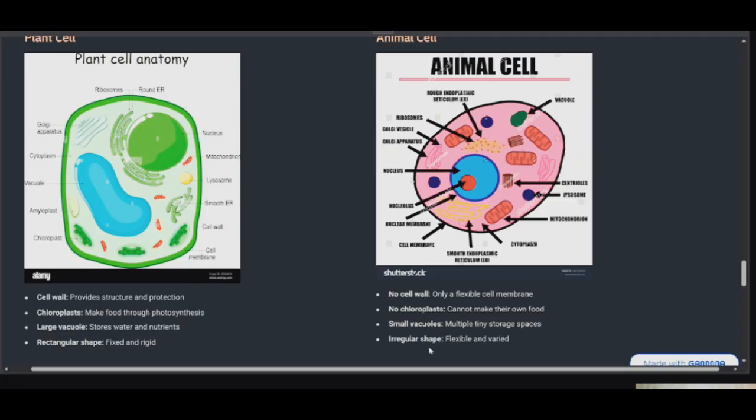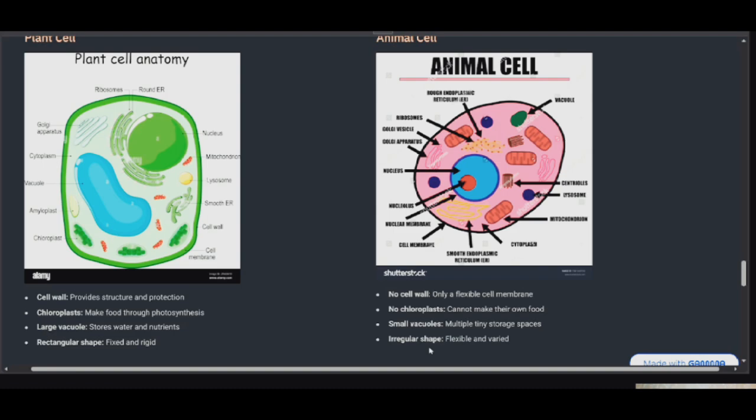Chloroplast is present in the plant cell because plants are autotrophic in nature, so they synthesize their food through the process of photosynthesis. So they need chloroplast. But we humans are heterotrophs in nature. We don't make our own food but depend on plants for our food. That's why we don't need chloroplast in our cells. Plants generally have larger vacuoles because they store water and nutrients in them, while animal cells have smaller vacuoles, and they are multiple in number.